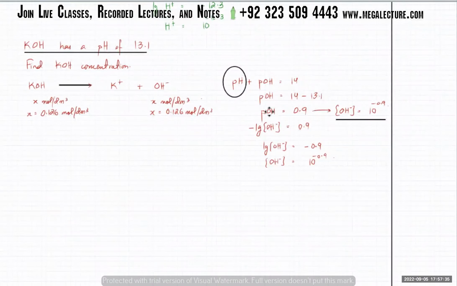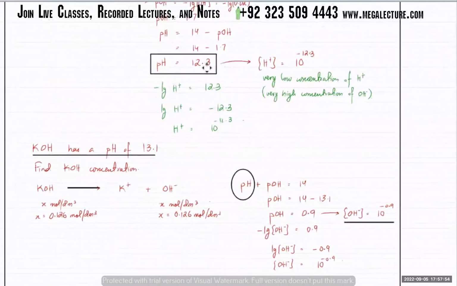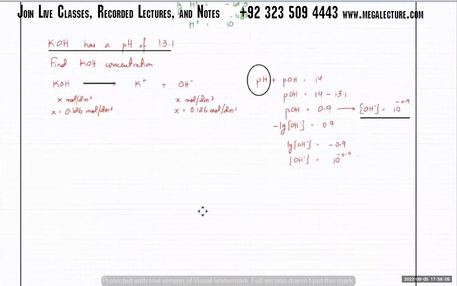Once you find pOH, take its inverse, the anti-log. And I told you how to do that. Like if pOH is 0.9, then OH is 10 to the power minus 0.9. Remember this conversion, it's pretty important: if you know something has a pH of 12.3, then H+ will be 10 to the power minus 12.3. On the calculator, it's just shift and log, which turns it into anti-log. You should be able to do both of these.